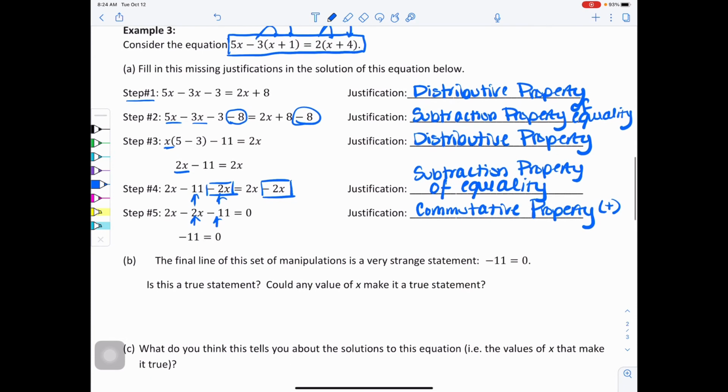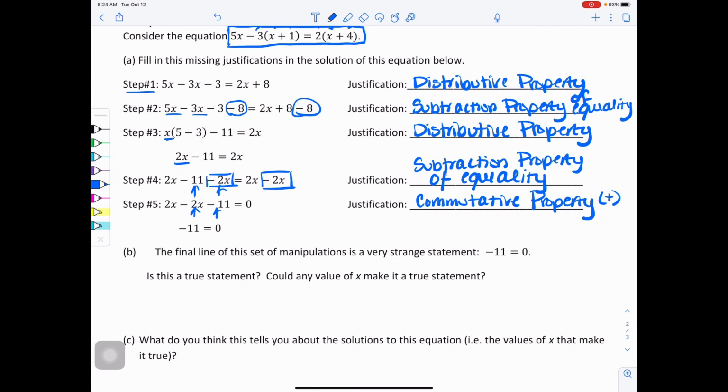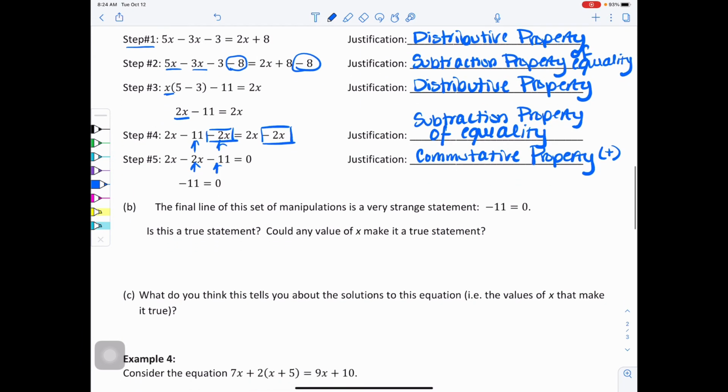So now in part B, it says the final line of this set of manipulations is a very strange statement. So let's take a look at what they mean. What do they mean by strange statement? Well, you can see here, and they've rewritten it here, that we got negative 11 equals 0. So first of all, is this a true statement? Is negative 11 equal to 0? Absolutely not. So is this a true statement? No.